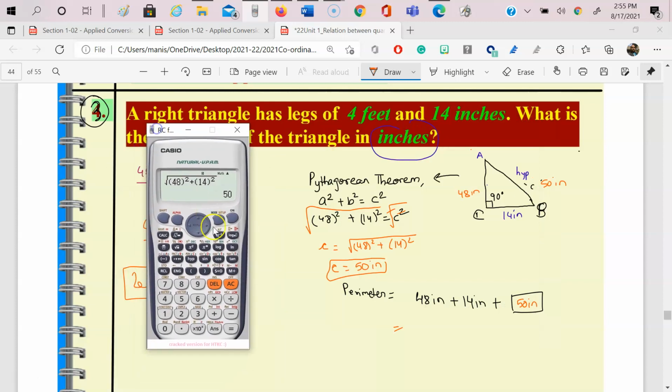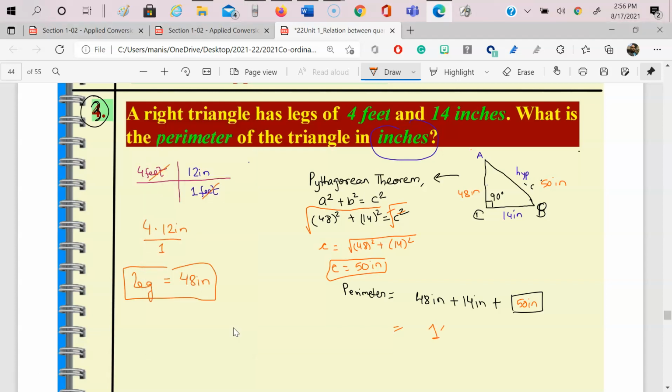So let's go ahead and use our calculator. So this is my 50 plus 48 plus 14. So what is my answer? 112 inches. Do not forget to write the unit, 112 inches. This is your answer. Make sure you copy each and every step followed by the question in your mind.